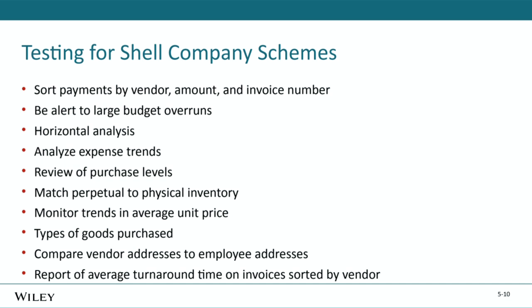Do a quick comparison of the vendor address to an employee address. Believe it or not, you'd be amazed how many fraudsters pull off one of these schemes and use their home addresses. And again, report the average turnaround time on invoices sorted by vendors. If your system can do that, many of them can't. But if it can, why? Because the fraudster likes to get their invoice paid right away and is not going to wait 25 days before it gets paid.